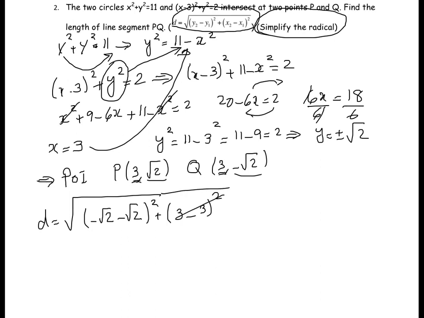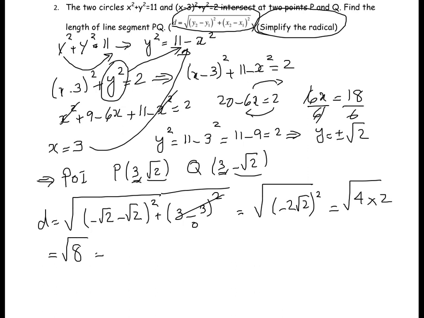This obviously gives me 0, so I get square root of (negative square root of 2 minus square root of 2), which gives me negative 2 square root of 2, squared. Now, negative 2 squared is going to give me 4. The square root of 2 squared gives me 2. So this gives me square root of 8, which you simplify, and it gives you 2 square root of 2. So the distance between P and Q is 2 square root of 2 units.